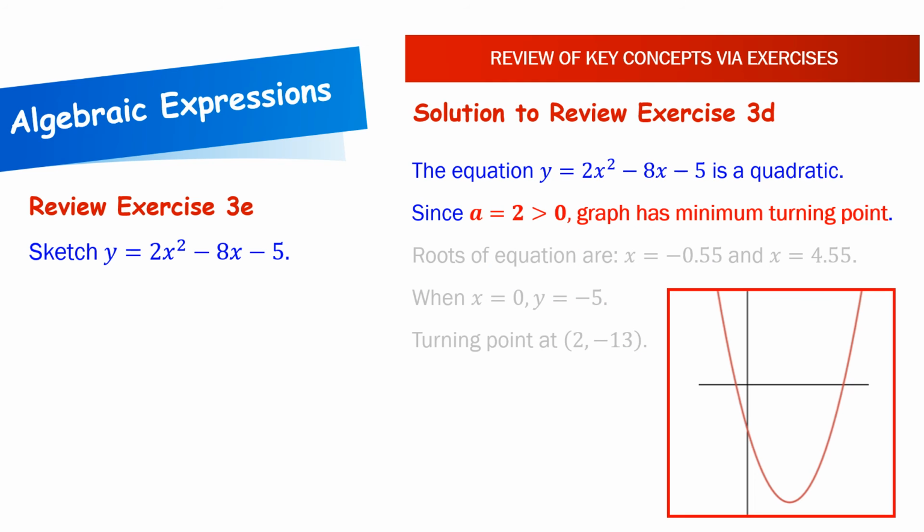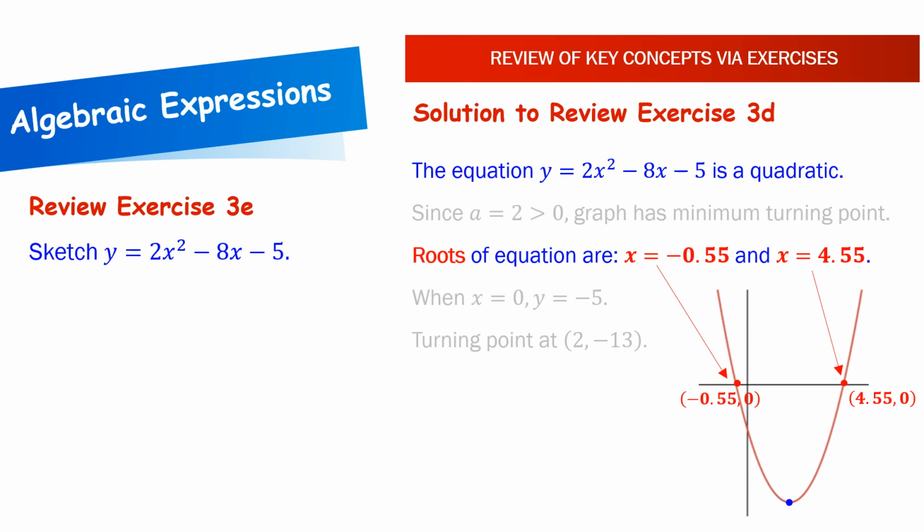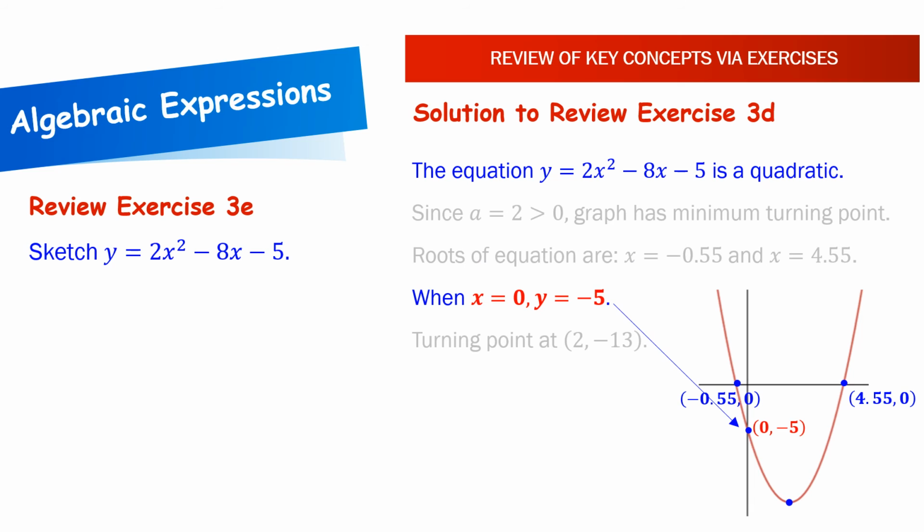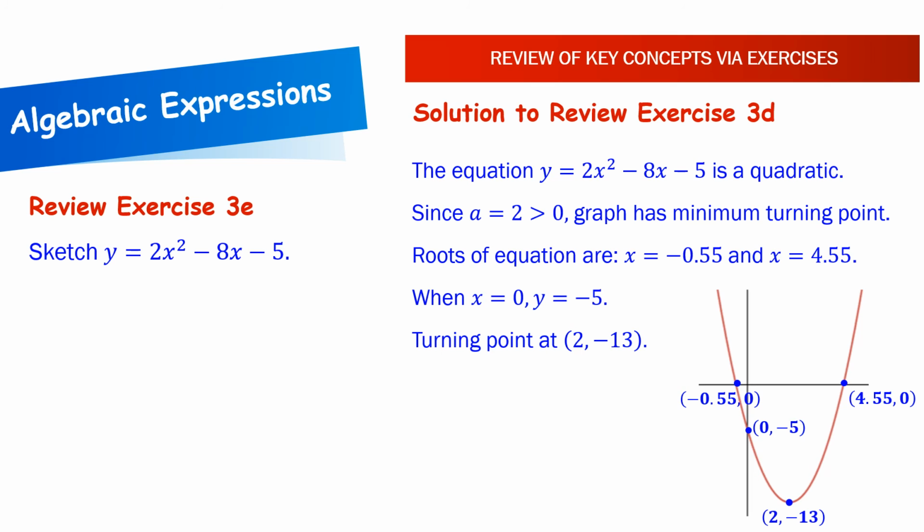And so we can plot our graph. Since a equals 2 is greater than 0, the graph has a minimum turning point. The roots of the equation are at minus 0.55 and 4.55. The y-intercept, i.e. when x equals 0, is y equals minus 5. And finally, the turning point is at 2, minus 13. And so we have our graph.